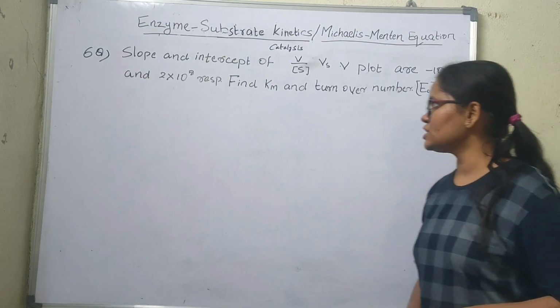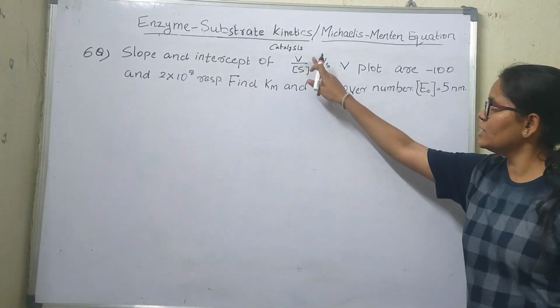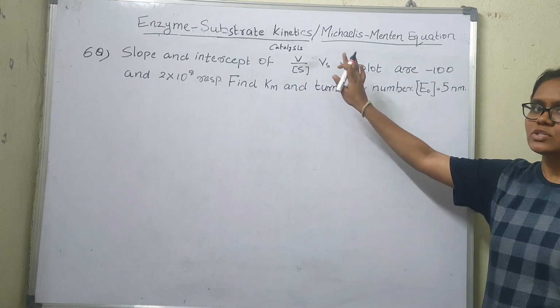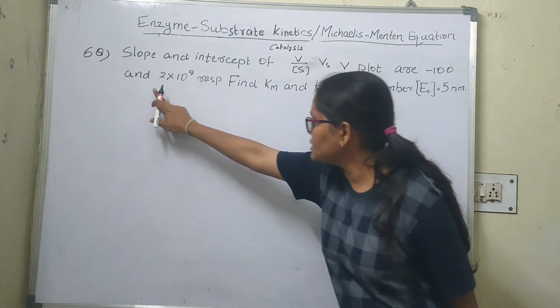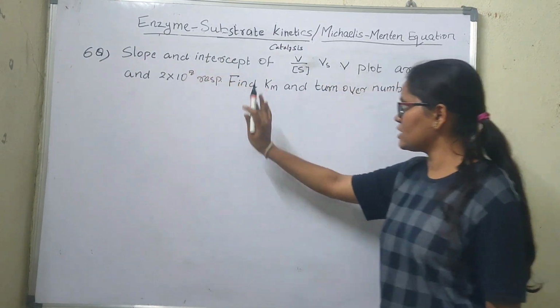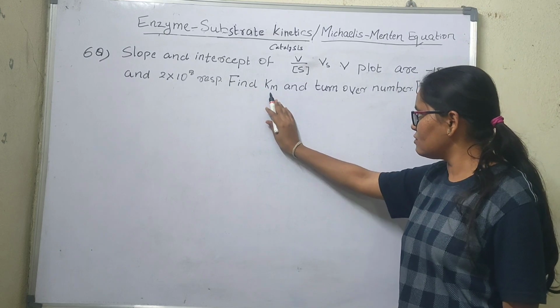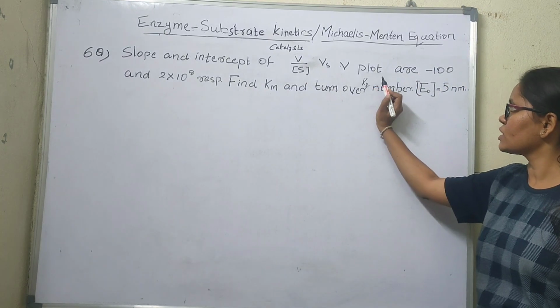Now let us solve question number 6. The question says the slope and intercept of the V by S versus V plot, so this is the Eadie-Hofstee plot, are minus 100 and 2 into 10 power 8 respectively. So slope and intercept are given, and we are asked to find the value of Michaelis constant and turnover number, that is K2.